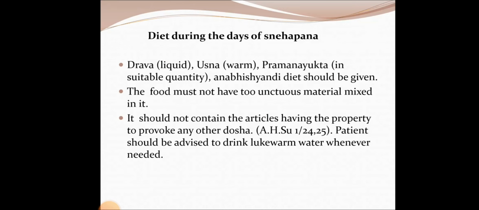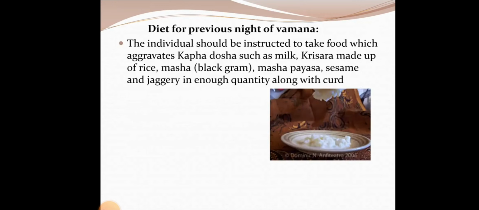Next is the diet for the previous night of Vamana. On the previous night of Vamana, the individual should be instructed to take food which aggravates Kapha dosha. Why? Because we are doing this Vamana to eliminate Kapha dosha. So to aggravate Kapha more, we instruct the patient to take Kapha aggravating food such as milk, Krisara made of rice, Masha Payasa, sesame, and jaggery in enough quantity along with curd.